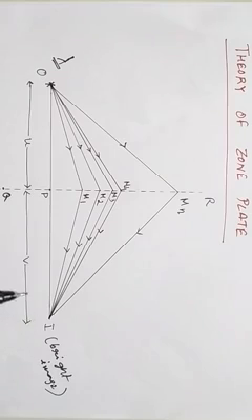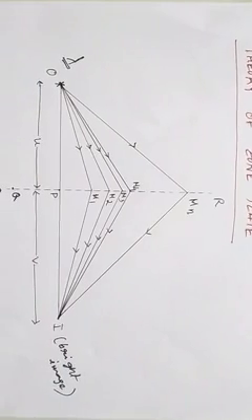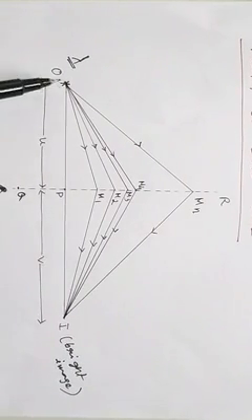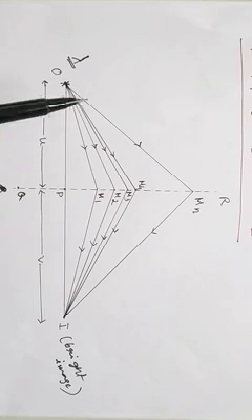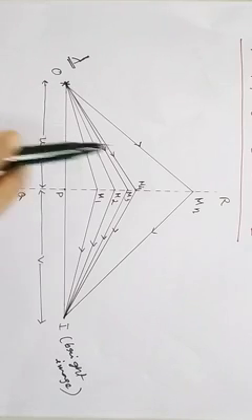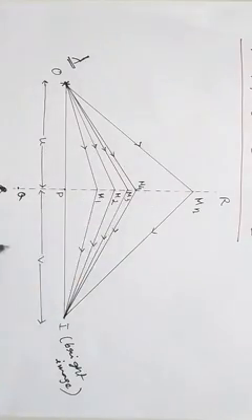But first of all, suppose there is no zone plate placed. So what will happen? O being a point source, spherical wavefronts will travel in this direction and then reach point I. And we know from Fresnel's and Huygens' principle that every point on the wavefront will act like a source of secondary wavelets, and they will interfere and produce the bright image I over here.